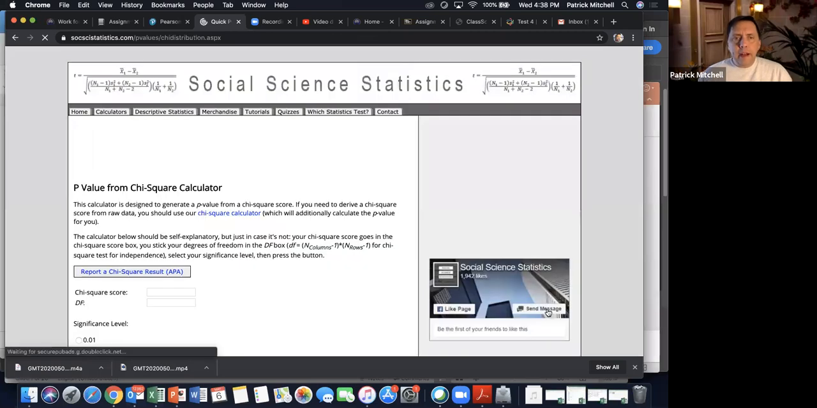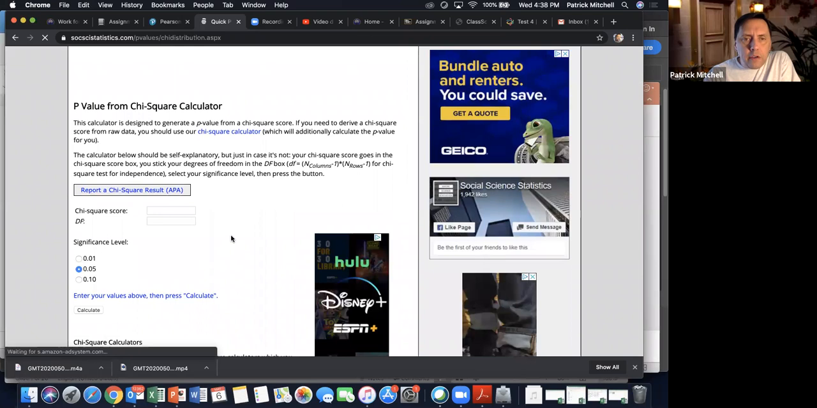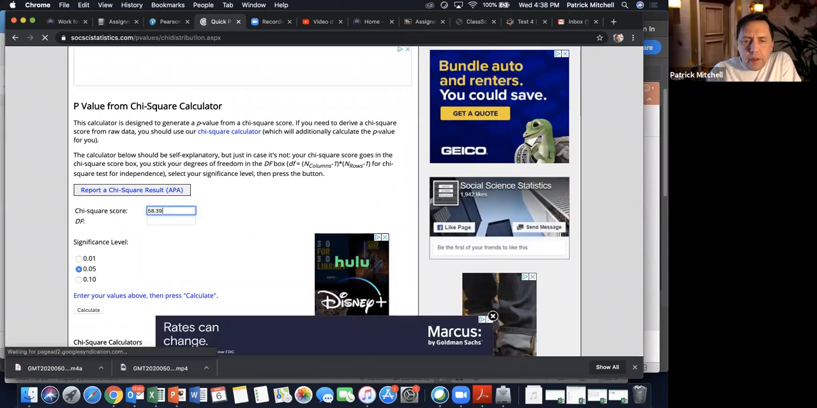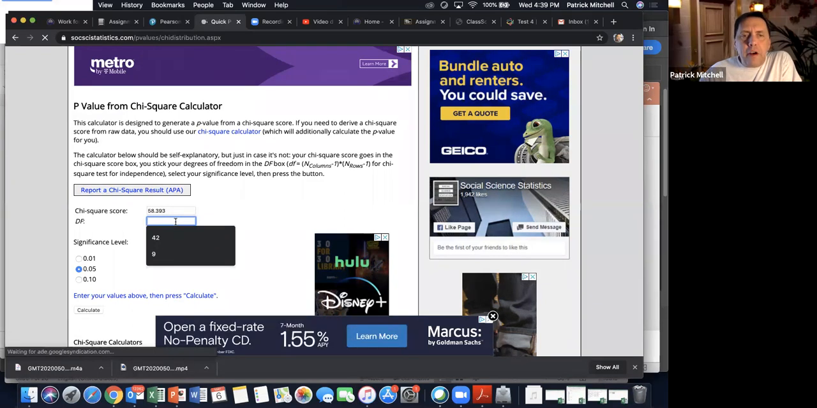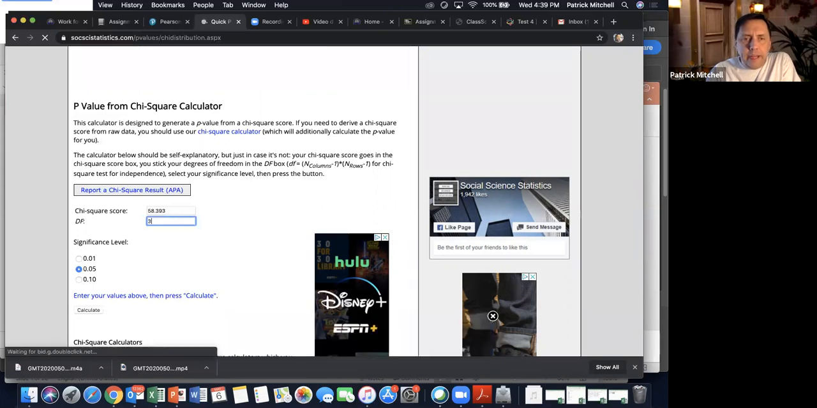So let's pull that up. And okay, so it's asking for the chi-square score, which was 58.393. It's asking for the degrees of freedom, which we haven't talked about for this example. The degrees of freedom is going to be the number of rows minus 1. There are 4 rows, so 4 minus 1 is 3, times the number of columns minus 1. There were 2 columns. 2 minus 1 is 1, so 3 times 1 is 3.